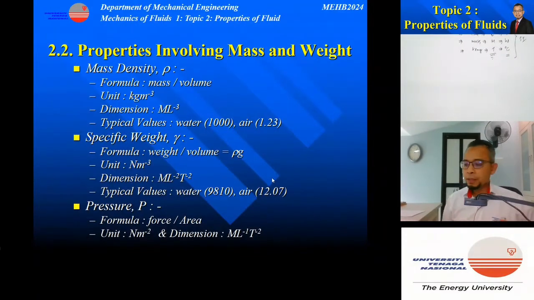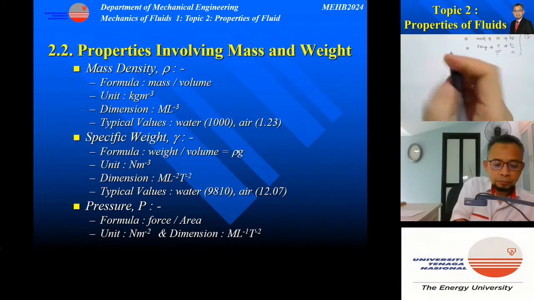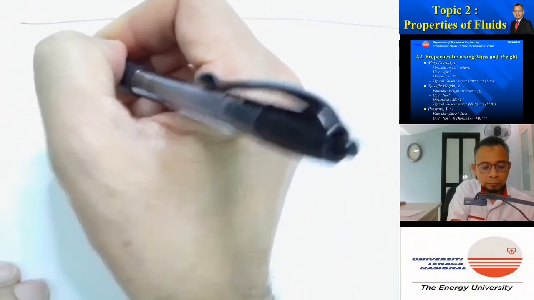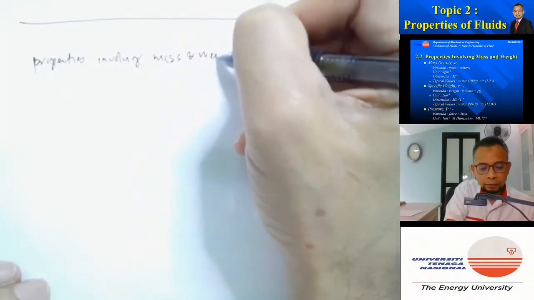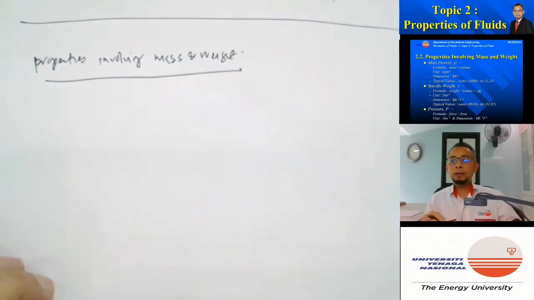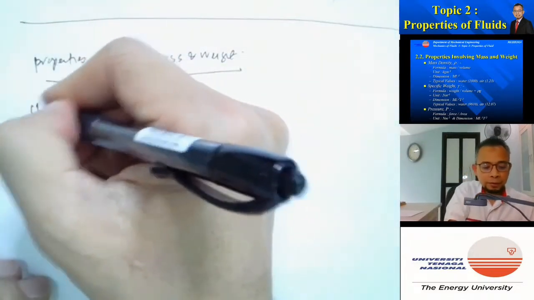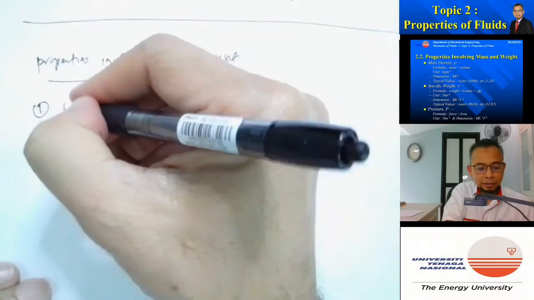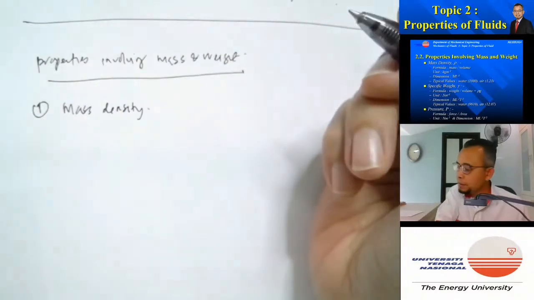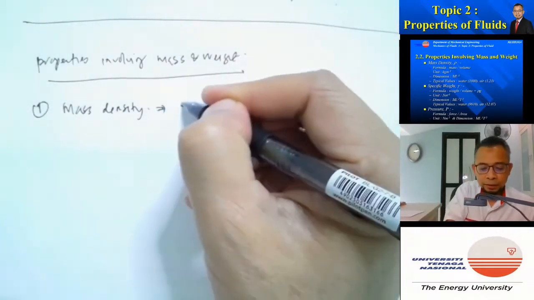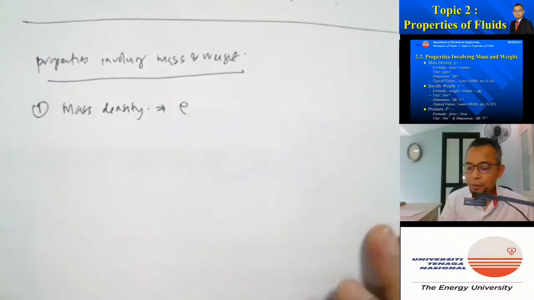Next we're going to be looking at the properties involving mass and weight. First of all, the basic property, mass density. Basically we use the symbol rho. I think in all books everywhere, we always use rho for density.